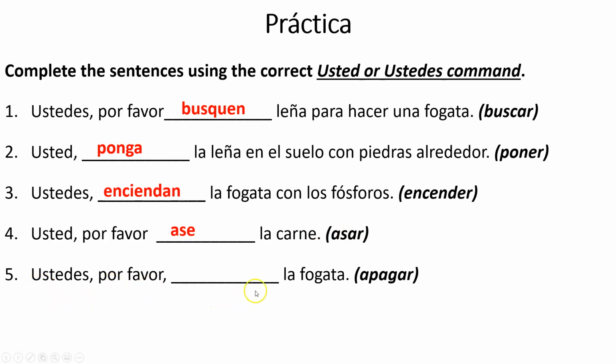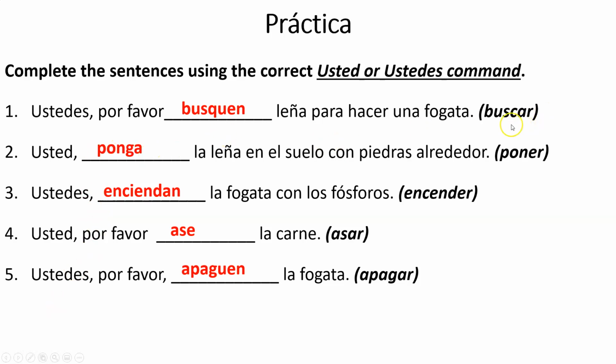Ustedes, por favor, blank la fogata. You all, please, put out the bonfire. So apagar in the yo form is apago. But remember, when you put the opposite ending, EN, that G needs a U to keep the original sound. Apaguen la fogata.